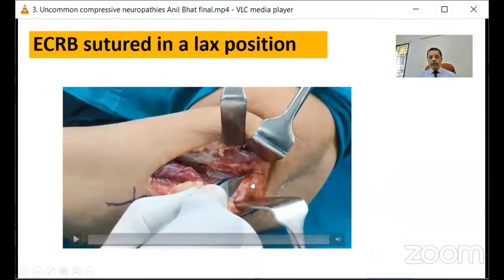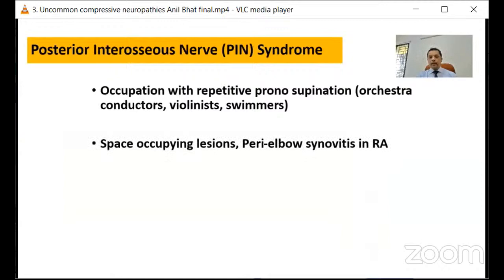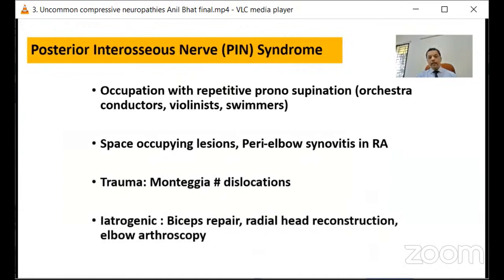PIN syndrome is commonly seen with occupations involving repetitive pronosupination, like orchestra conductors, violinists, and swimmers. There could be space-occupying lesions, rheumatoid arthritis, Monteggia fracture dislocations, and sometimes it is iatrogenic also: biceps repair, radial head reconstruction, and elbow arthroscopy can cause damage to this.